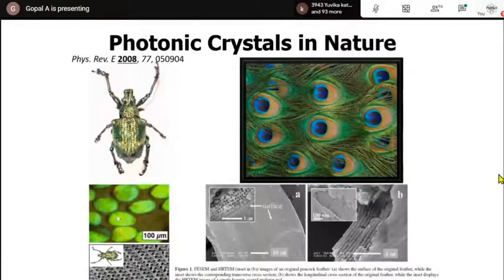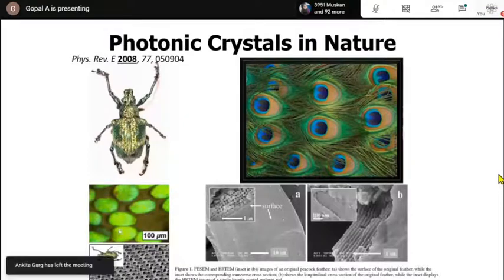But then if you take each of these wings and put it under an electron microscope, which has a very high resolution, then you can see that each of these wings is a thin film or thin foil in which holes are drilled in a very periodic fashion.